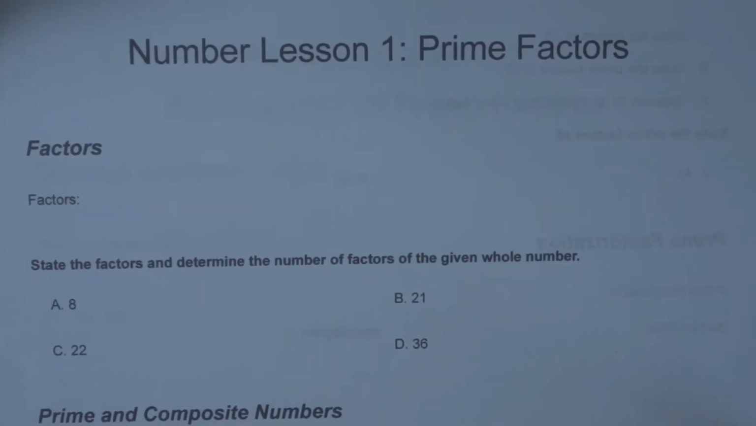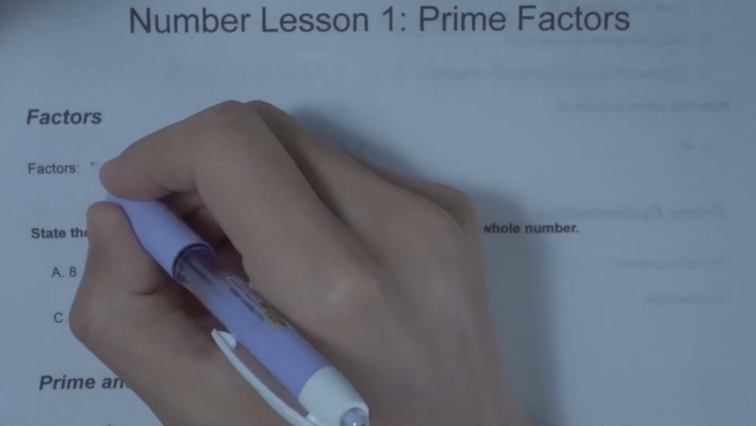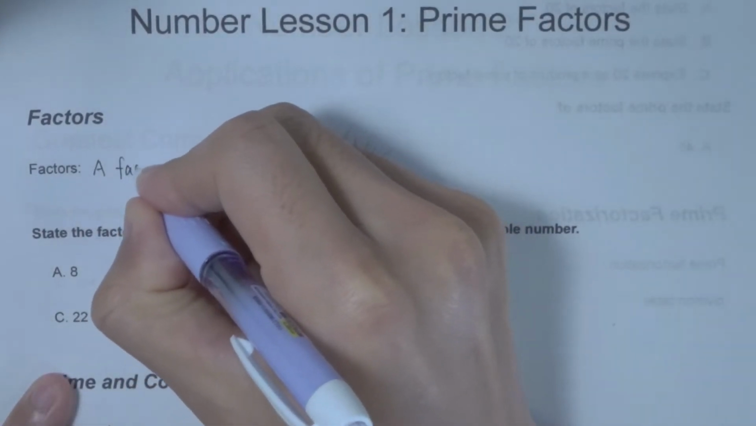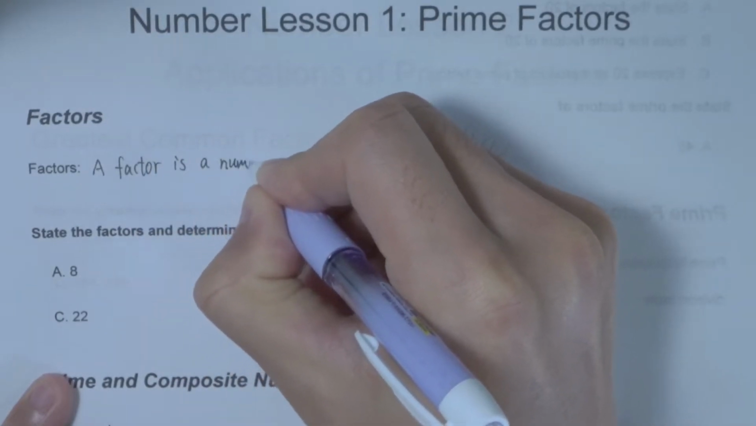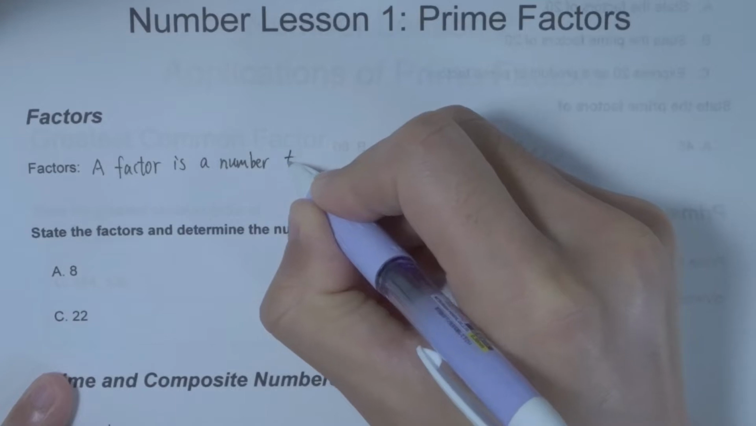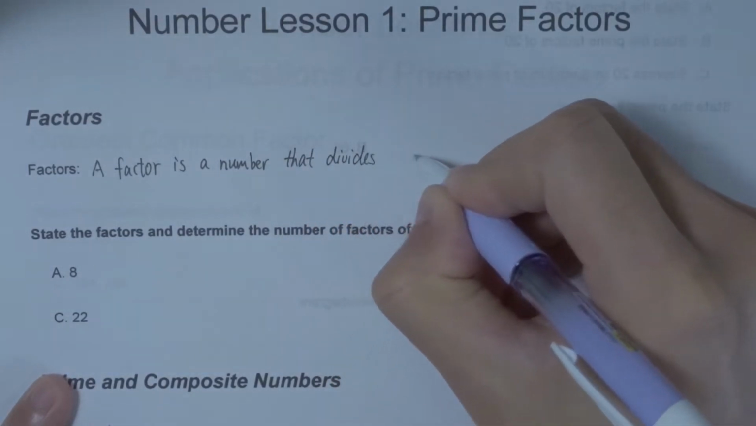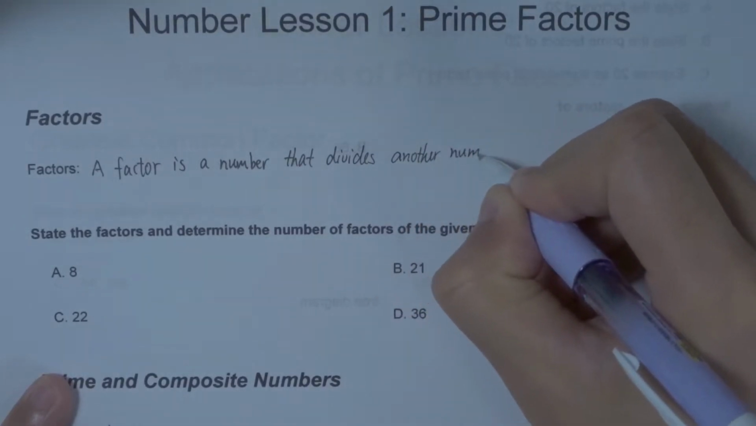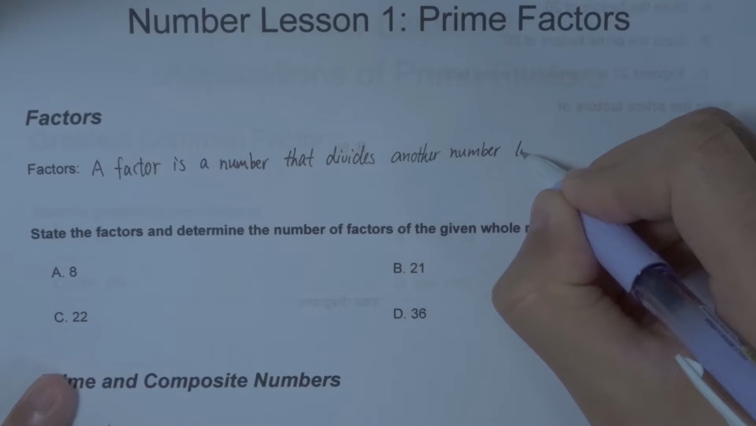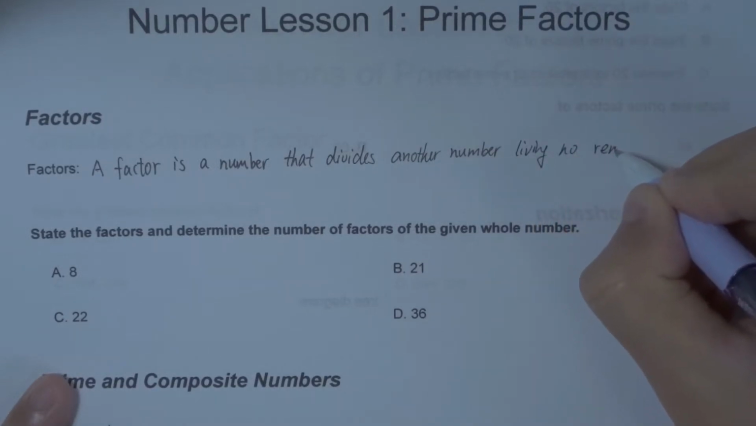The first part is factors. So what is a factor? A factor is a number that divides another number, leaving no remainders.